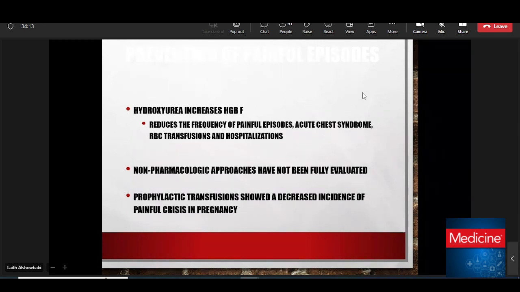Between those attacks, we prescribe hydroxyurea that increases the percentage of hemoglobin F. So those patients will likely have more normal hemoglobin, and this might reduce the risk of infection, hemolysis, and consequently the block in the blood vessels. I don't see any role of hydroxyurea in the acute events. Non-pharmacological approaches, if you want to think about them: prophylactic transfusion may have some benefit. It decreases the incidence of painful crises in pregnancy, for instance.